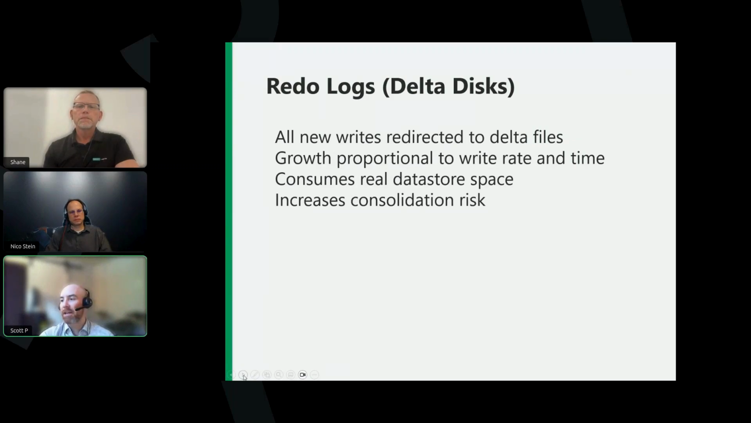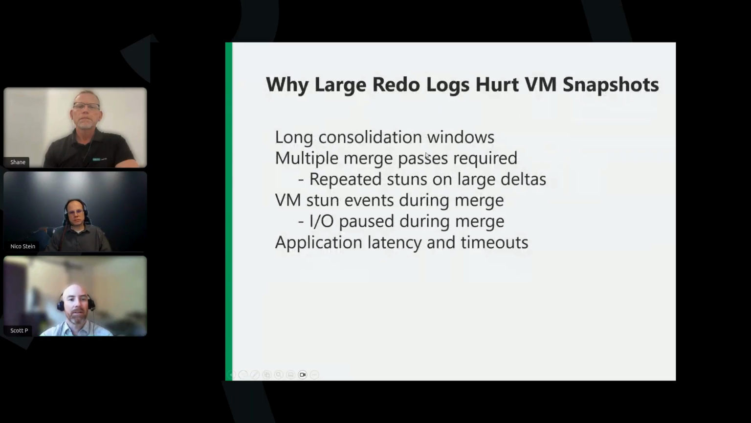And the larger it gets, the longer it's going to take to remove, and the more chance of stunning your VMs. So once you have a backup in place, and if it's taking a really long time, you could end up with a really long consolidation window. And this would require multiple merge passes when removing the delta file. You can get stunned during this merge, and I've experienced that myself. And if you're running things like databases that have really sensitive timing, you will definitely notice that you have applications falling offline and things like that.